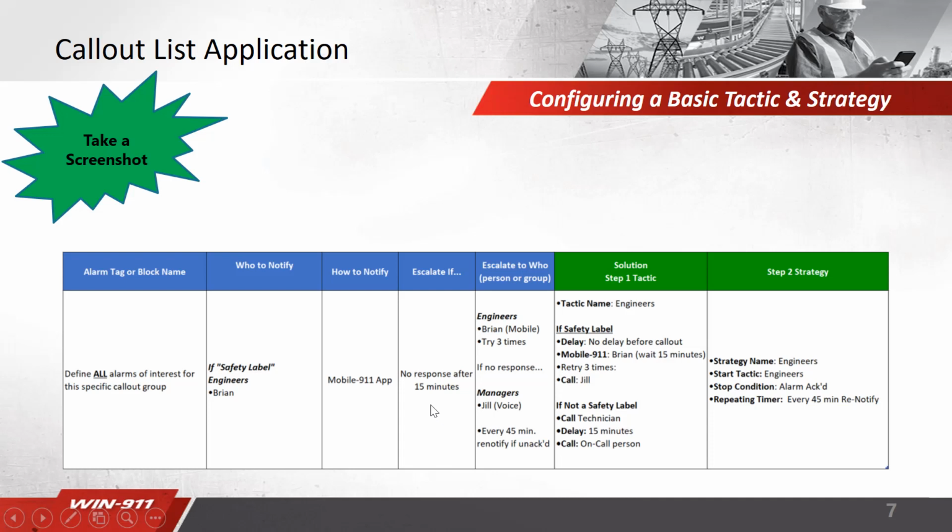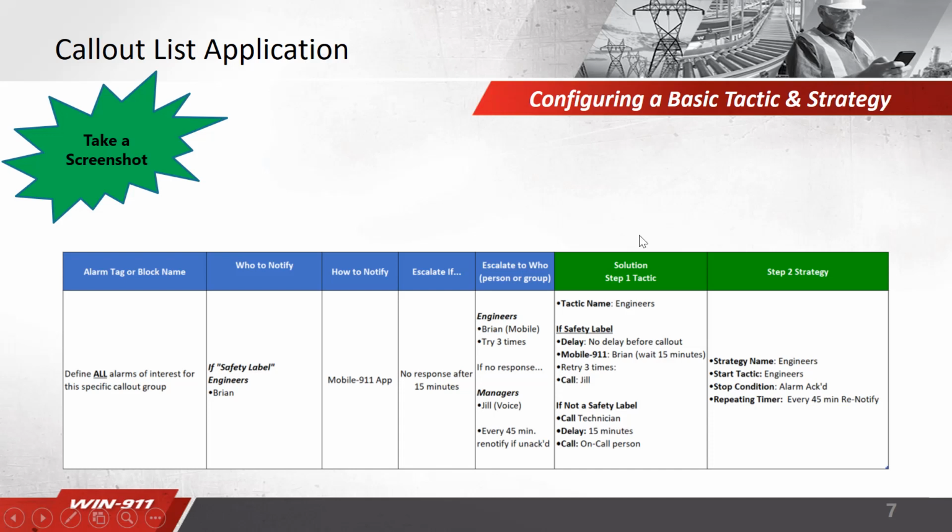If there's no response after 15 minutes, we can escalate the issue. Here's the escalation. Brian comes into the mobile app. We'll try three times. No response. We'll notify Jill, the manager. We can repeat this process every 45 minutes if the alarm is left unacknowledged.